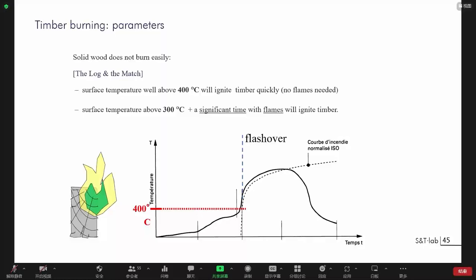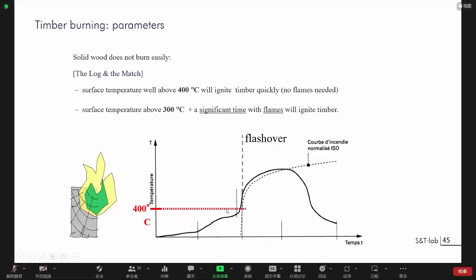If you look at the curve of the rise of temperature in a building that is burning, you will see that you need to put some energy in the system up to a certain temperature, and it won't be the timber or wood that burns first. It will be papers and all the tissue that could be burned first. And as soon as we reach a temperature that we will define as 400 degrees Celsius, all that is in timber will start to burn.